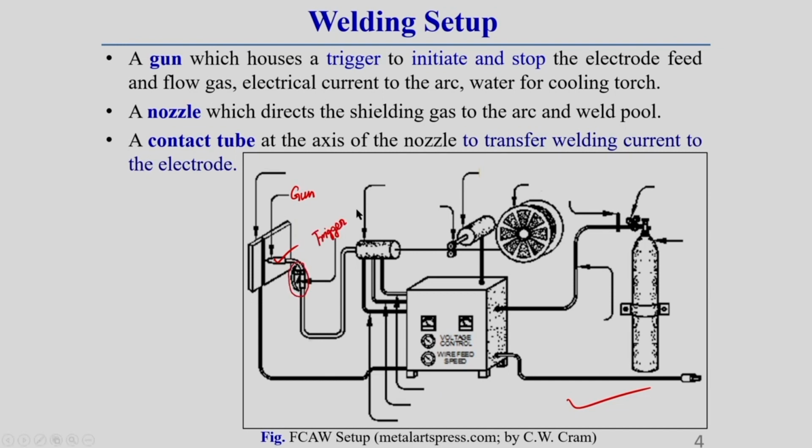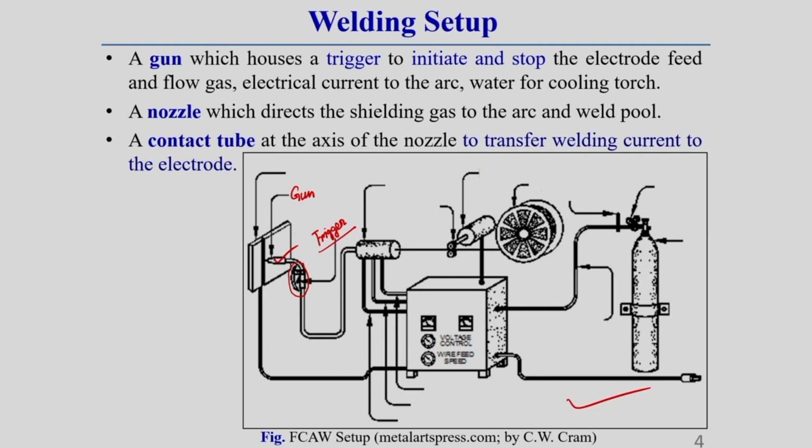This trigger is used to initiate and stop the electrode feed as well as the gas flow rate, and it is also used to start and stop the electrical current to the arc, and it also helps to supply water for cooling. Understand, this trigger has a very important application. It helps to start and stop the electrode as well as the gas flow. So this trigger has a lot of functions.